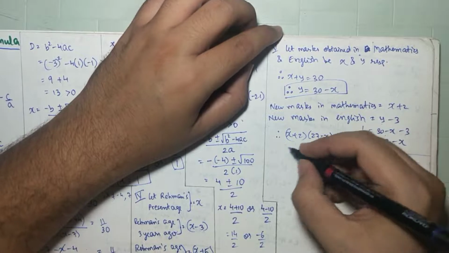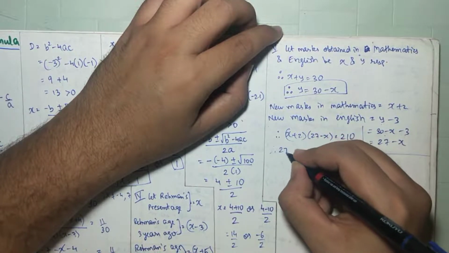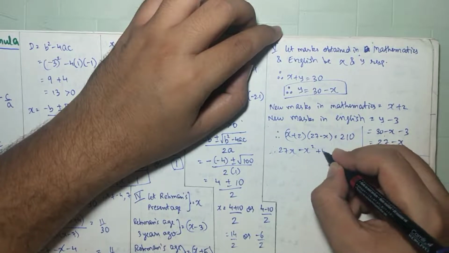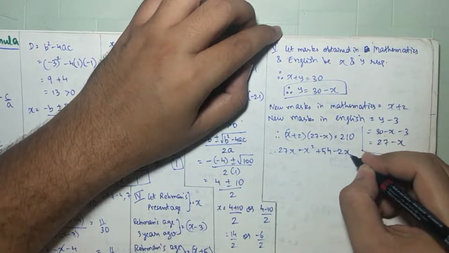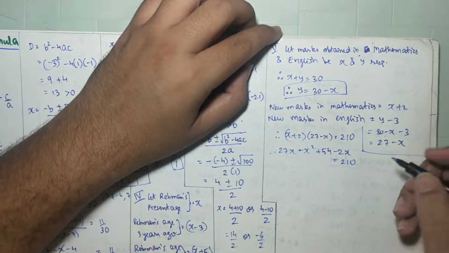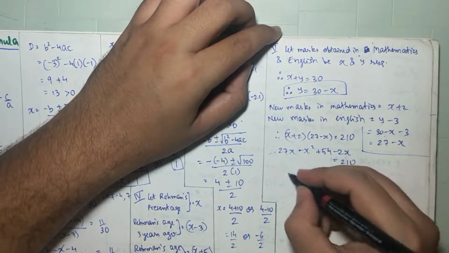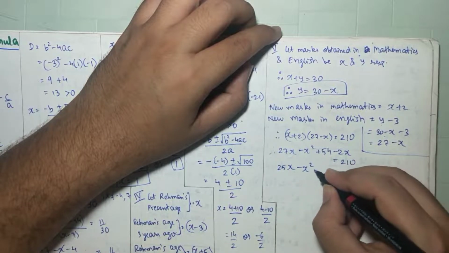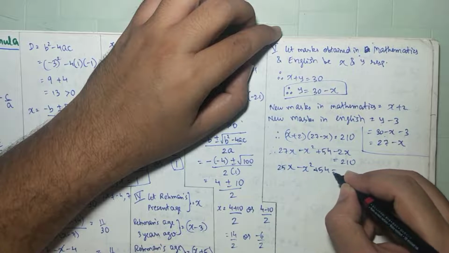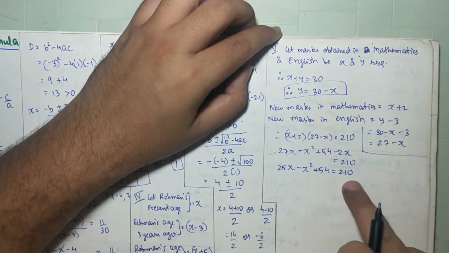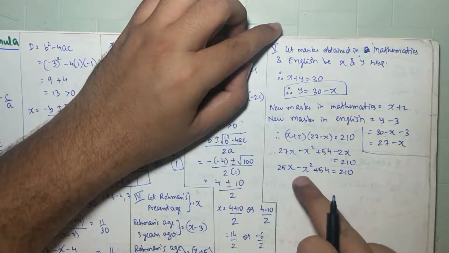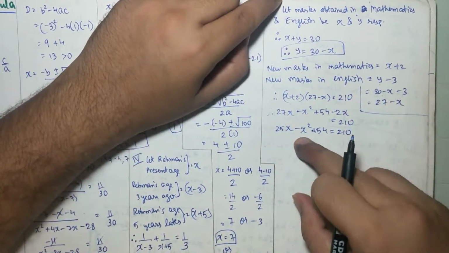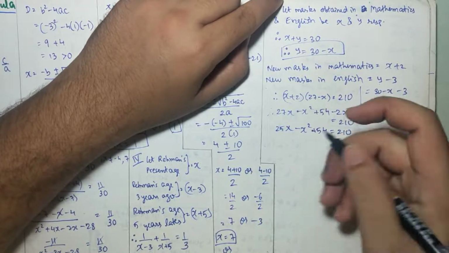Now if I multiply, this will become 27x minus x square plus 54 minus 2x equals to 210. This 27x minus 2x will become 25x minus x square plus 54 equals to 210. I'm not taking 210 on the left hand side. I would be taking all these three terms on the right hand side. Why? Because I need to convert this minus x square into positive x square.